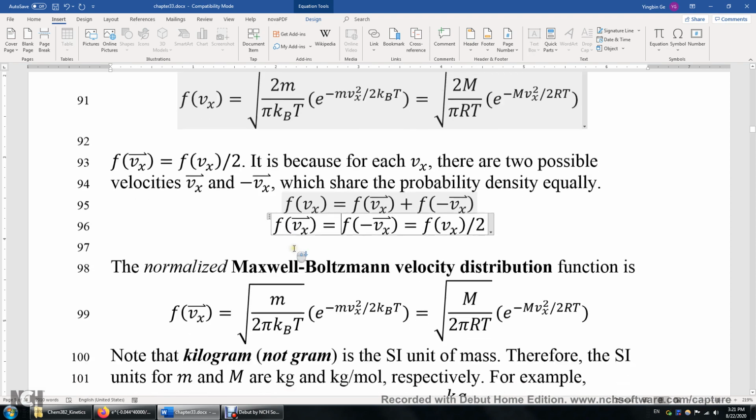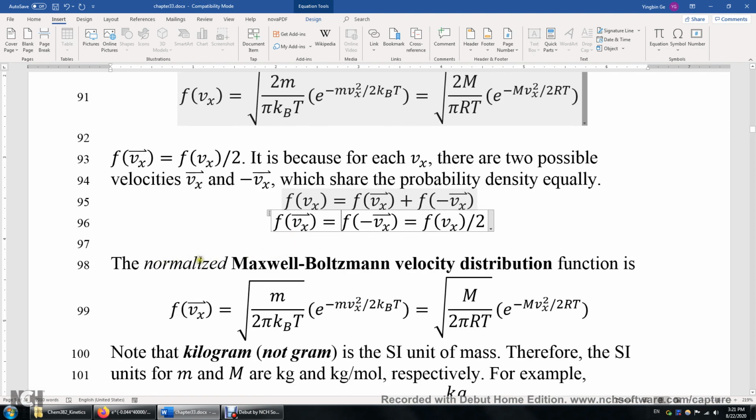So that's very simple. We get the normalized Maxwell-Boltzmann velocity distribution. It's just 1/2 of this or 1/2 of this. So again, the square root of 2 over 2 is simply the square root of 1/2. So we flip this 2 to the bottom, right?